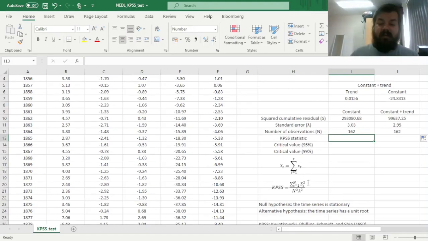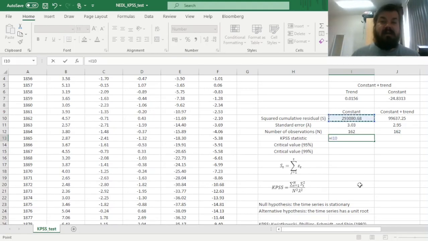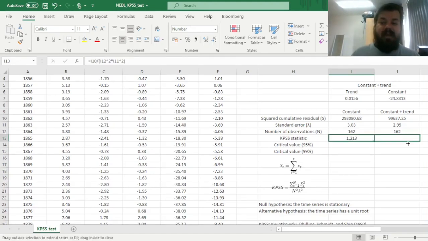So here we just apply this particular formula. Given the fact that we have got the formula over here, we can simply divide the sum of squared cumulative residuals by number of observations squared times the standard error, lambda squared. And we get the KPSS statistic of 1.2. And then we can drag it across, and for the constant plus trend specification, get a KPSS statistic of 0.435.